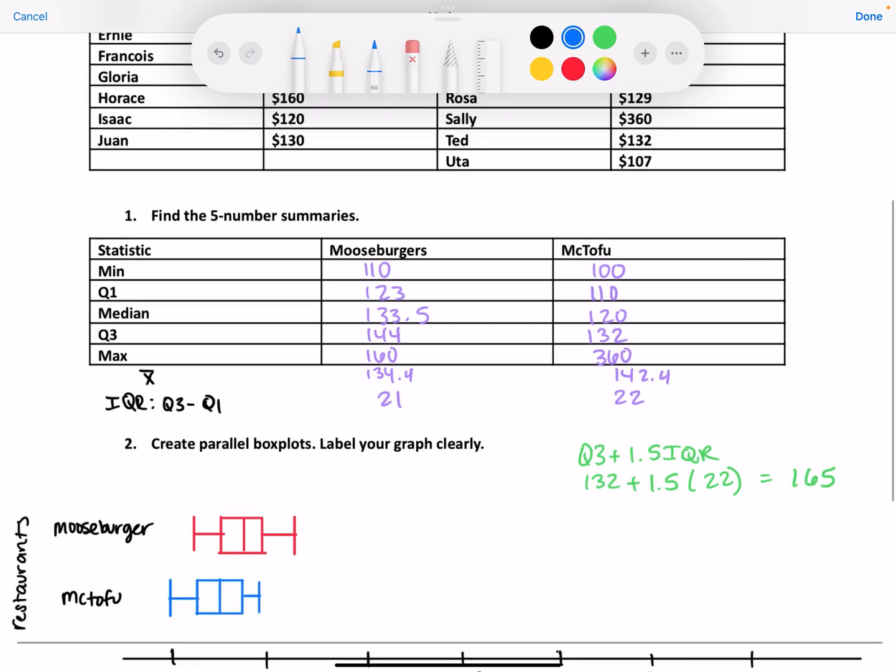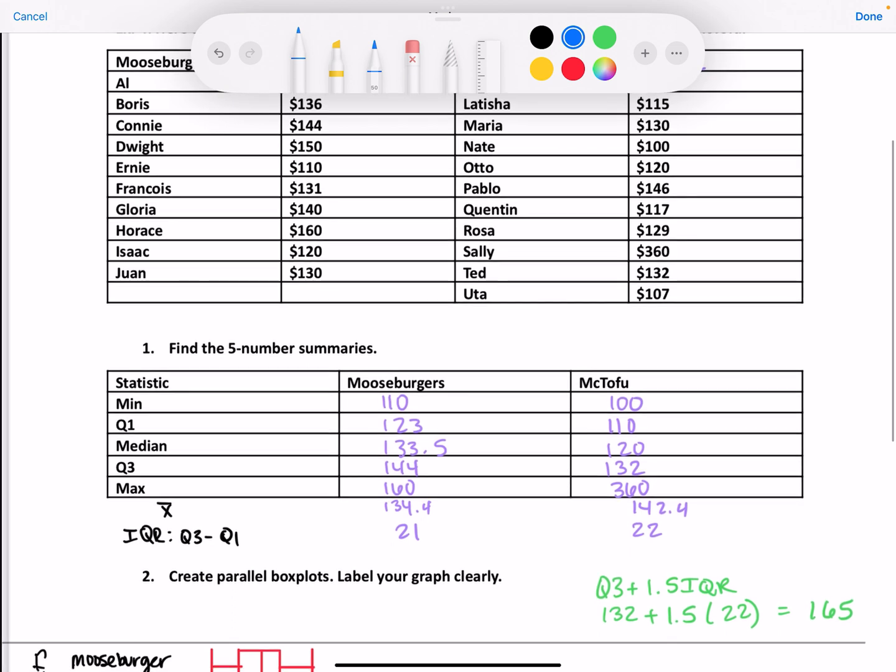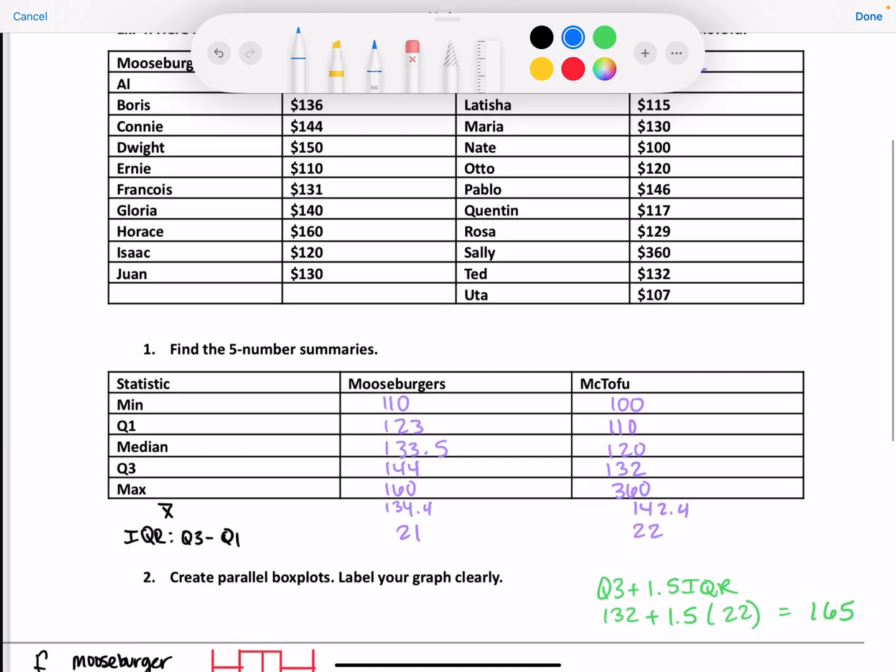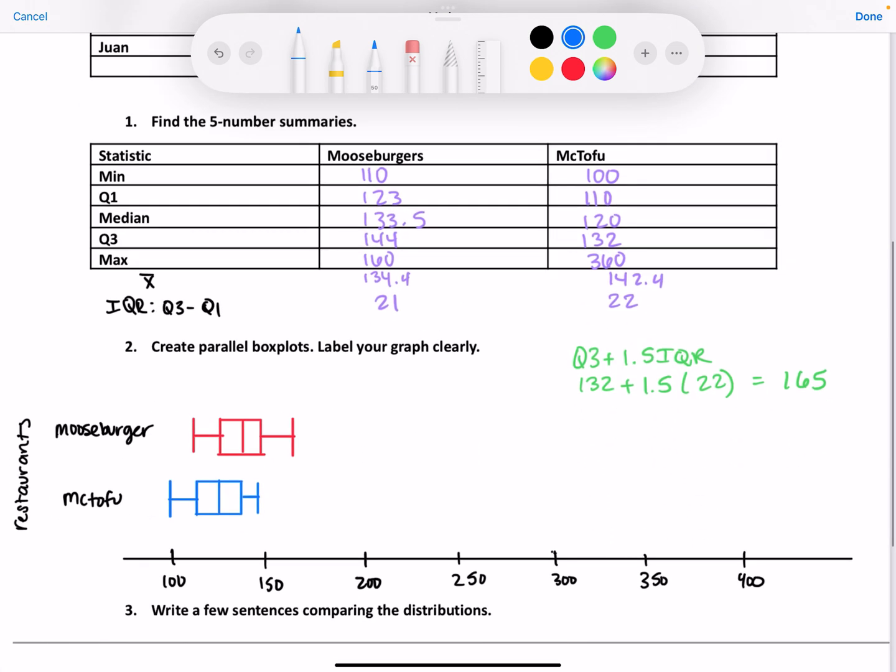And if there were other numbers up here that were bigger than 165, obviously I would be putting stars there, but I'm going to be putting a star out here at 360 to symbolize an outlier.